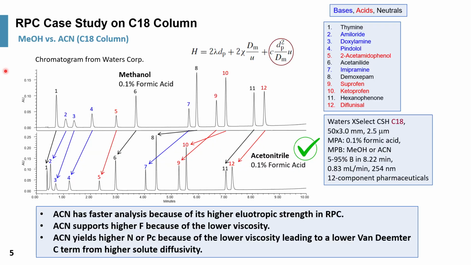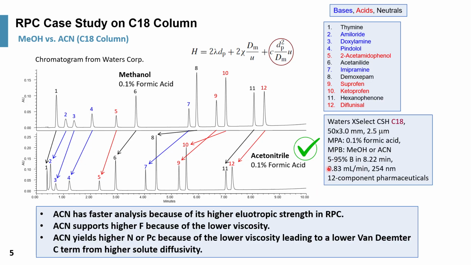Here's a case study supporting some of the statements we said earlier, comparing the use of mobile phase B of methanol versus acetonitrile. The operating condition is shown here using a Waters XSelect CSH C18 of this dimension. These are the mobile phase A and B. B is either methanol or acetonitrile, methanol in the upper chromatogram and acetonitrile in the lower chromatogram.